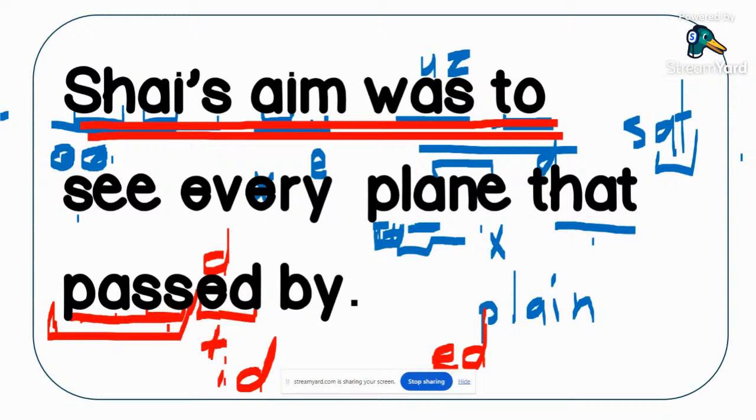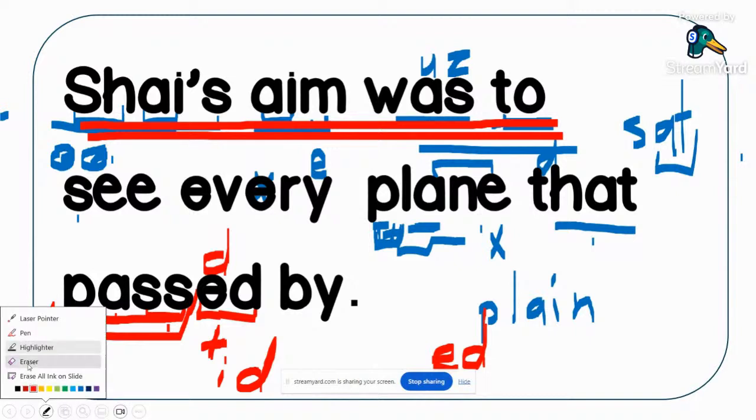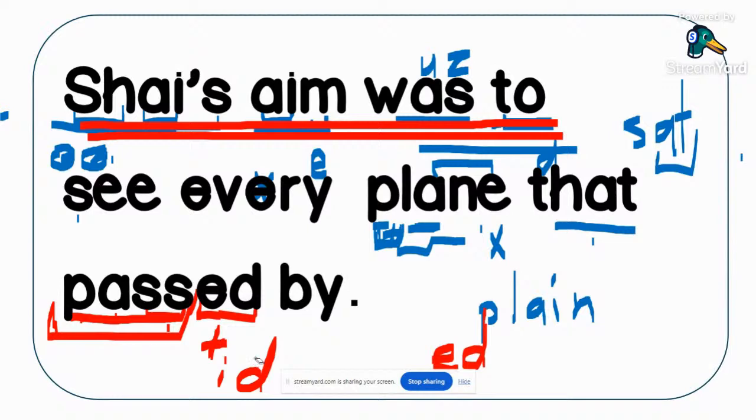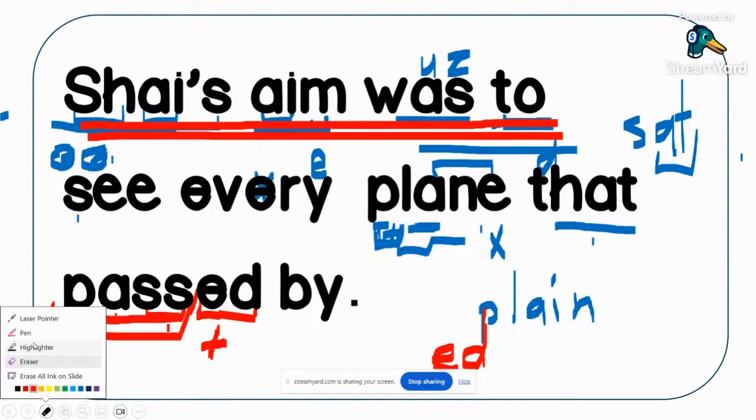We cannot say pasted and we cannot say passed. Instead, we say past. So hence, we're going to use the T sound. So we cannot use the D, nor can we use the ED. Past. Good.